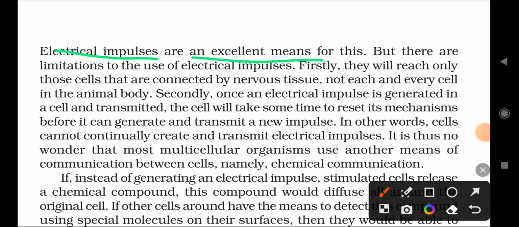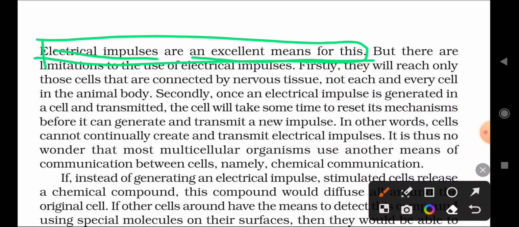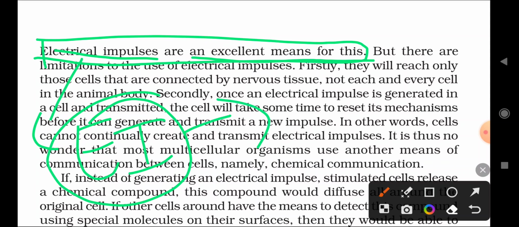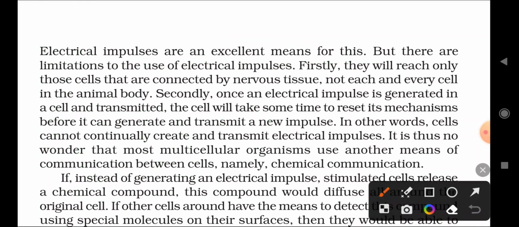Electrical impulses are an excellent means for this. Remember, the method through which information passes in an animal's body is called the electrical impulse. But there are limitations to the use of electrical impulse. This is very important. In our exam they will ask, write the limitations of electrical impulse. There are two limitations, and you have to write both. What are the major limitations of electrical impulse?